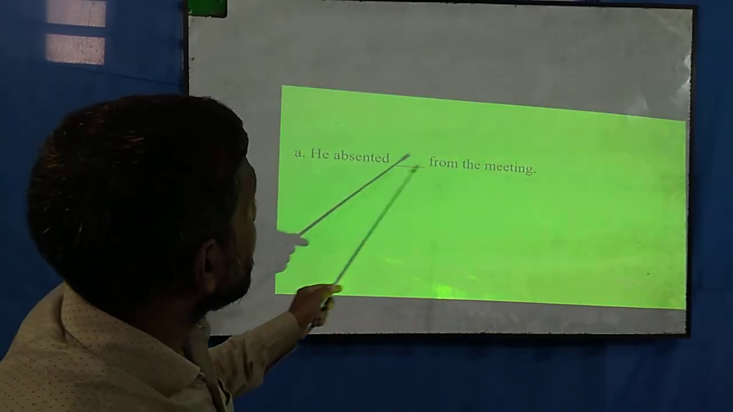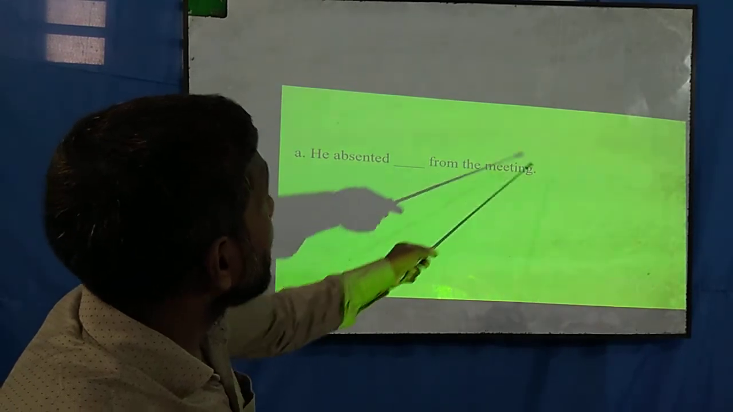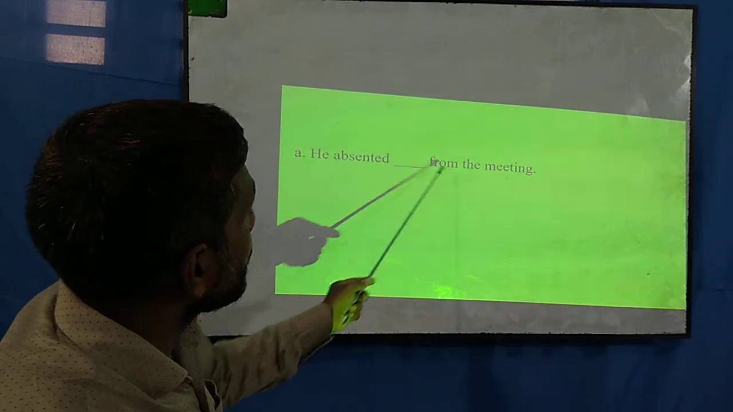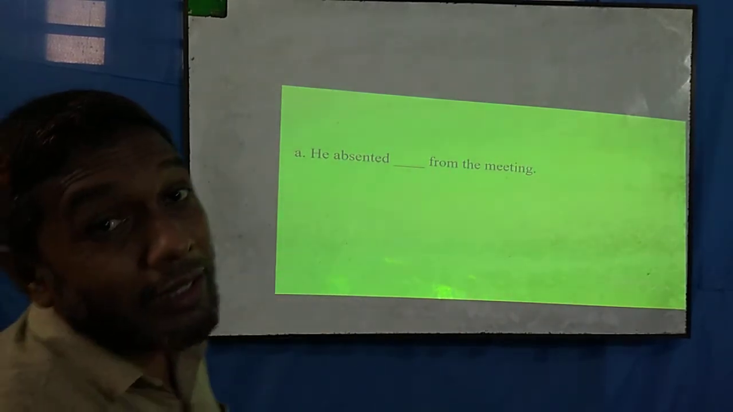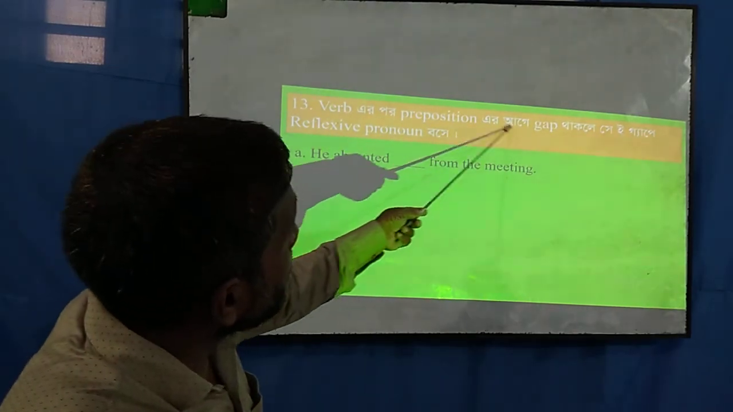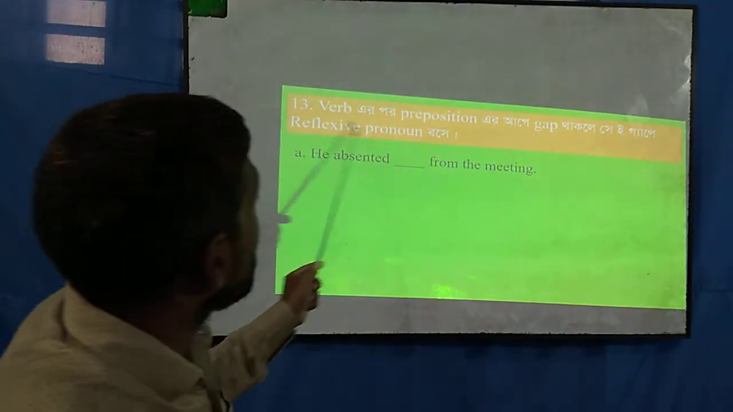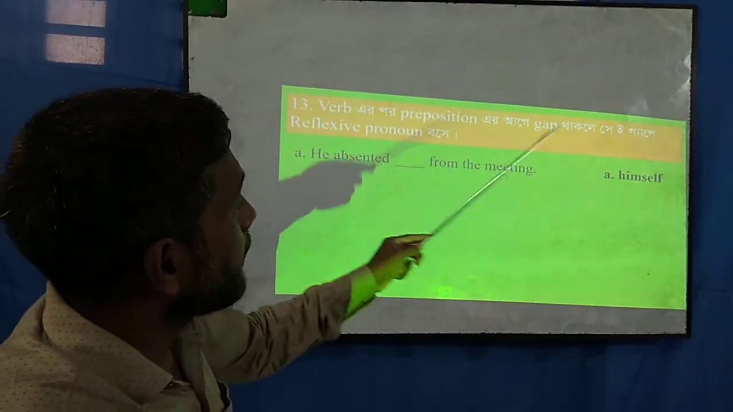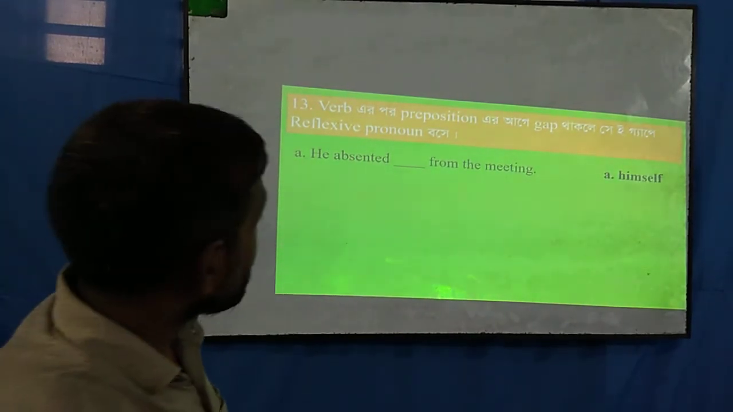He absented dash from the meeting. You know, this is a verb, and again there is a preposition. This place is fixed for a reflexive pronoun. You know, as a student of class 10, if there is a gap after a verb and before a preposition, a reflexive pronoun is used in that gap. So he absented himself from the meeting.